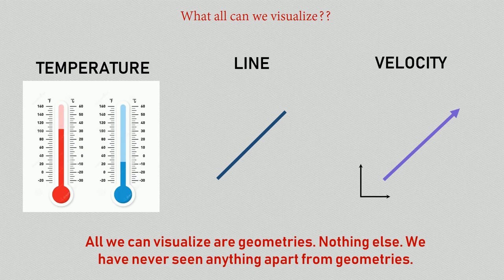So what about tensors? We claim that stress is a tensor. We'll introduce a similar kind of geometric representation for stresses as well. We'll call them stress cubes. From this discussion we can be satisfied that it's not our limitation that we are not able to visualize these properties, because we can't. We haven't seen anything other than geometries ever. All we see are the geometries. So that's why you are not able to visualize these physical properties.